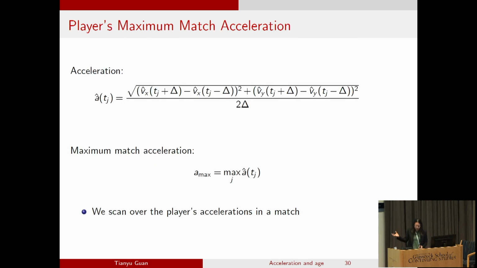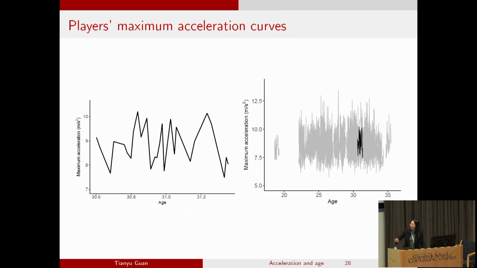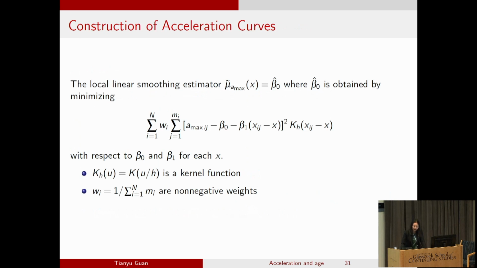So I will touch a little bit on the formulas. We can use the tracking data to calculate the velocity, and based on the velocity, obtain the acceleration at any time point tj. Then we scan over the players' accelerations during the entire match and find the maximum acceleration during that match. And then we can plot the curve on the left. Then we use a local linear smoothing estimator to estimate the mean curve. In this loss function, we have a kernel and also a weight.